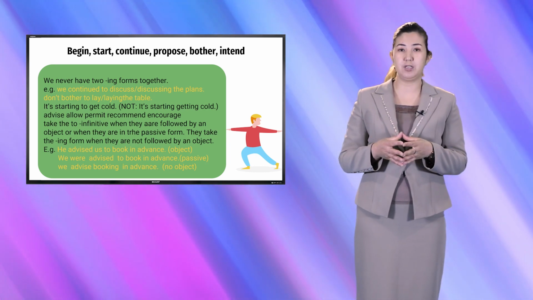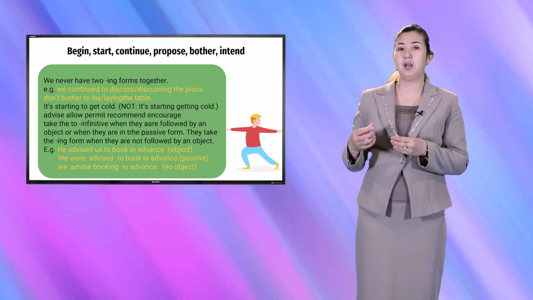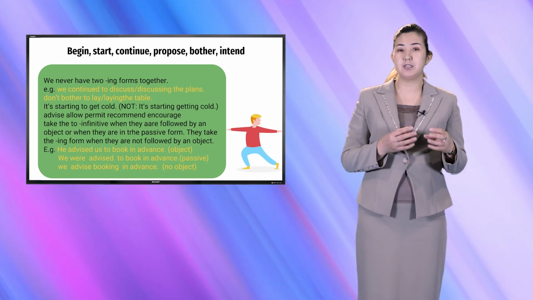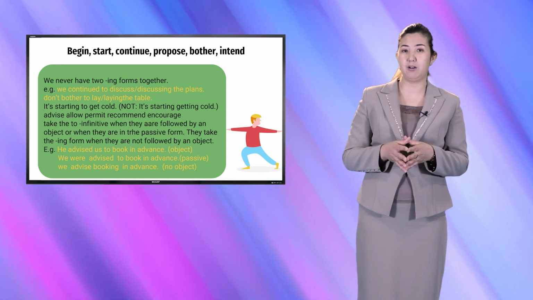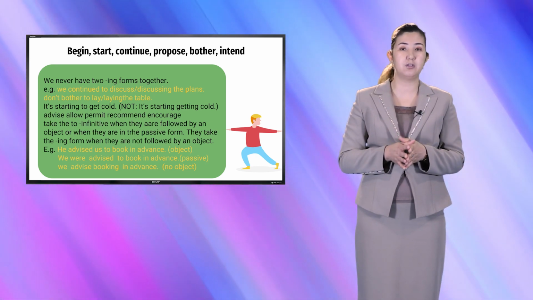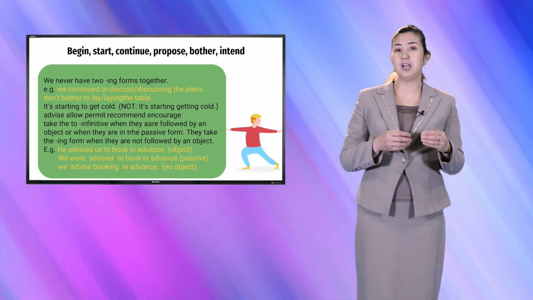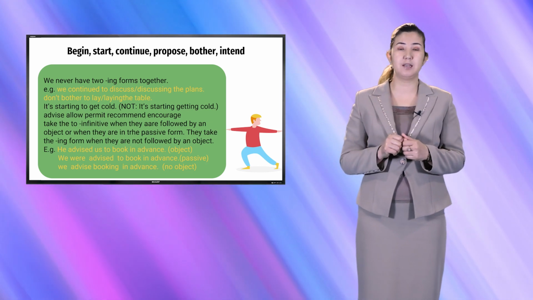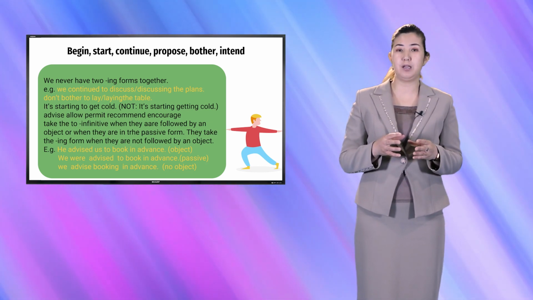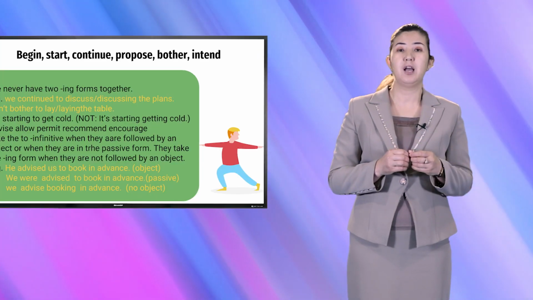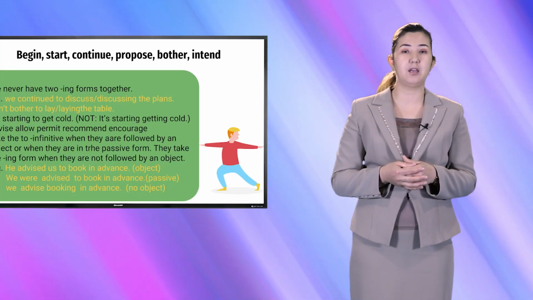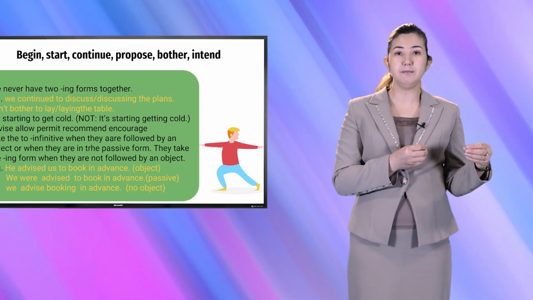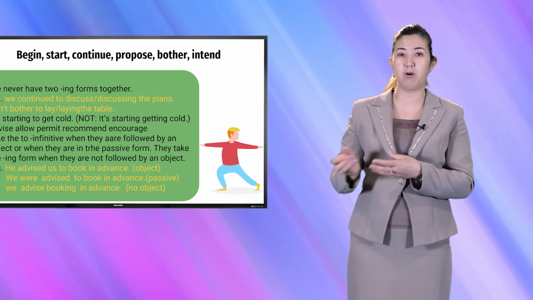Me is the object in this sentence. That's why we use infinitive after object. If these verbs are not followed by an object, we have to use the gerund. For example, they advised parking here. But we must remember that any verb used in the passive voice must take only infinitive, not the gerund. For example, he was allowed to park here.